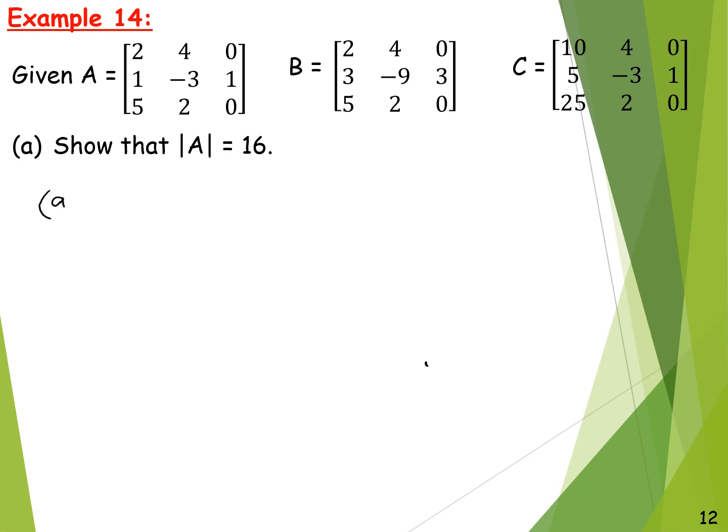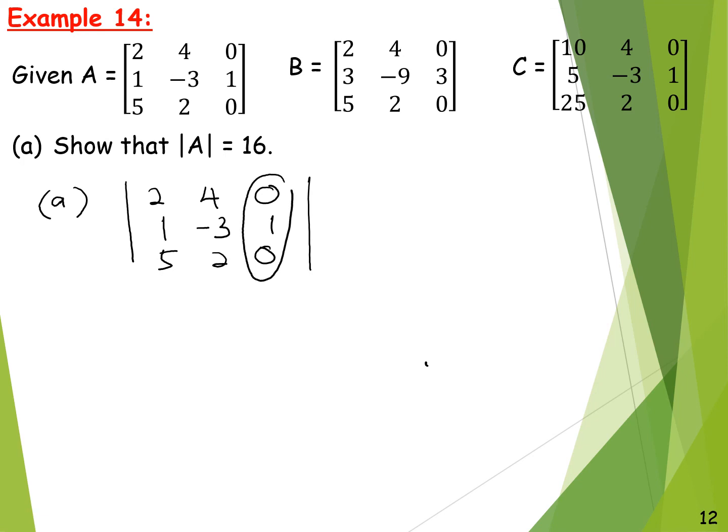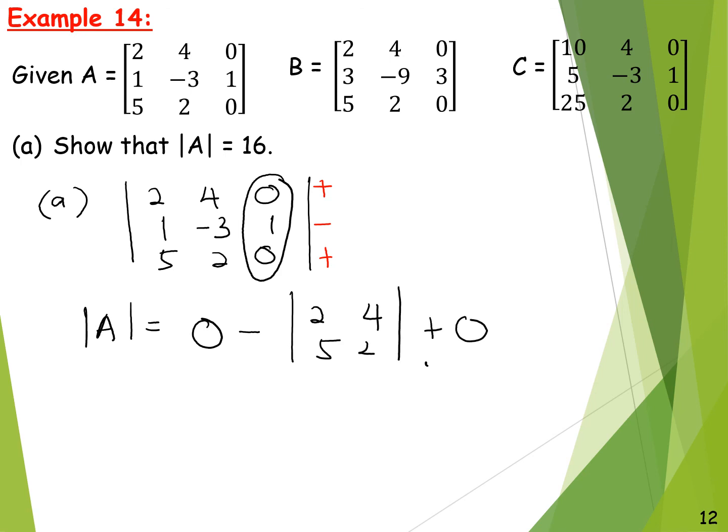So let's do it together. A. Determinant A is the determinant of 2, 4, 0, 1, -3, 1, 5, 2, 0. By using the third column, the signs are positive, negative, and positive. We expand the third column, so that determinant A is equal to 0 minus determinant of 2, 4, 5, 2 plus 0. And we will get the answer 16.